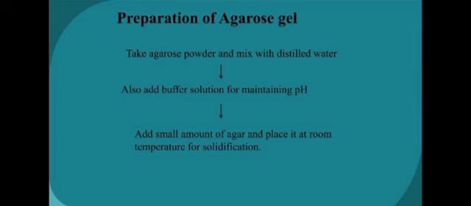Next, how do we prepare agarose gel, or the preparation of agarose gel? Take agarose powder and mix with distilled water, next add buffer solution for maintaining pH, and add a small amount of stain and place it at room temperature for solidification. Then we produce the agarose gel. This is the preparation of agarose gel.